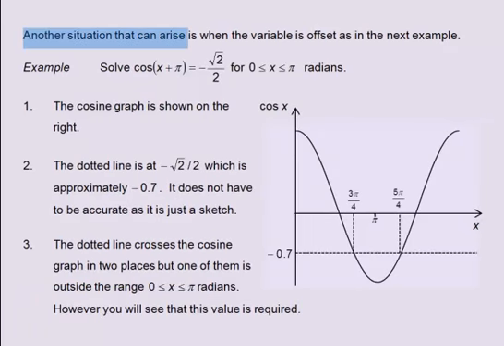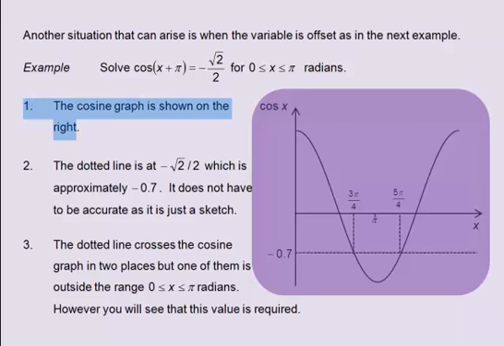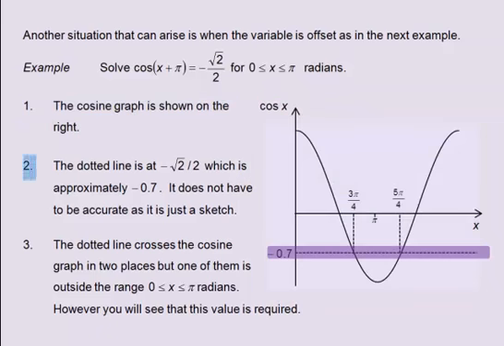Another situation that can arise is when the variable is offset, as in the next example. Example: solve cos of x plus pi equals minus root 2 divided by 2 for x greater than or equal to 0 and less than or equal to pi radians. 1. The cosine graph is shown on the right. 2. The dotted line is at minus root 2 divided by 2, which is approximately minus 0.7. It does not have to be accurate, as this is just a sketch.